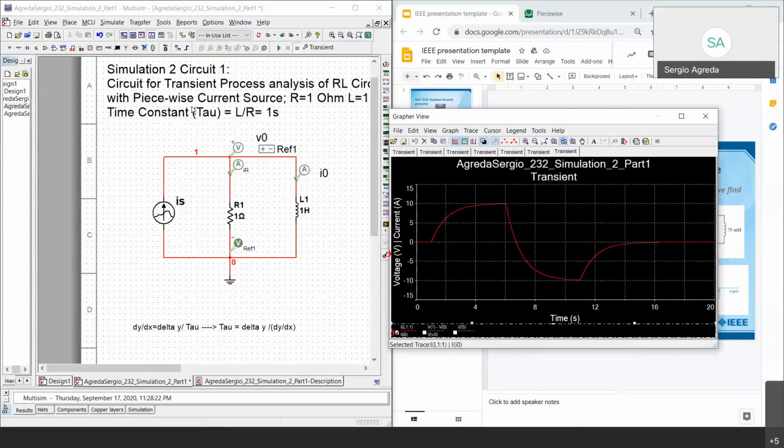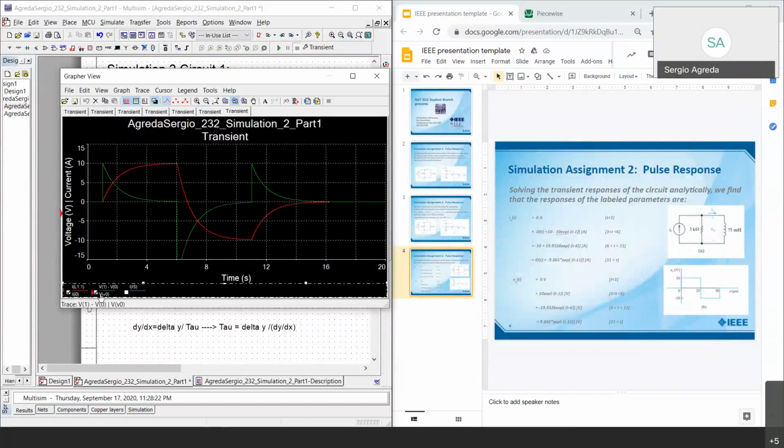The same goes for the voltage, but since this is an RL circuit, the current is the only thing that's continuous across the inductor, while the voltage is non-continuous, so it could literally spike up like this every time. So does that answer your question for how they relate to one another? Yeah, pretty much. Thank you very much.